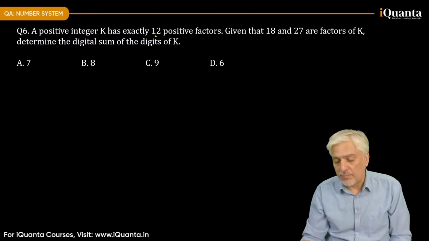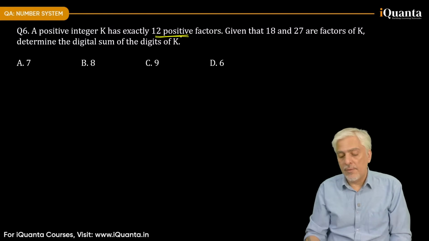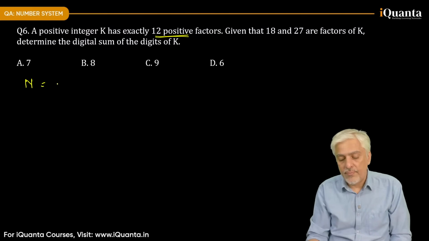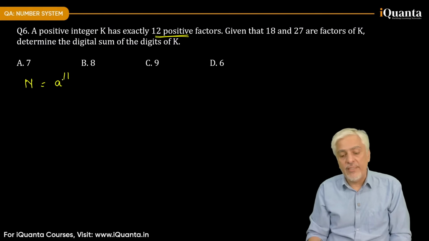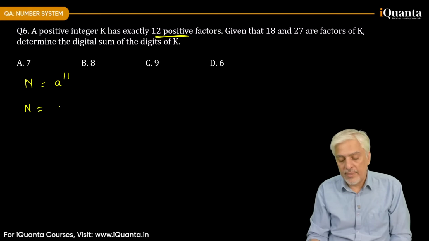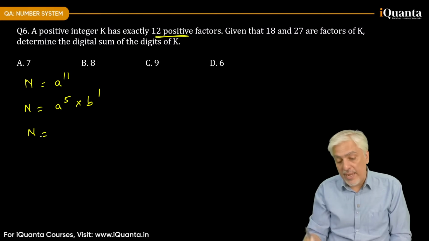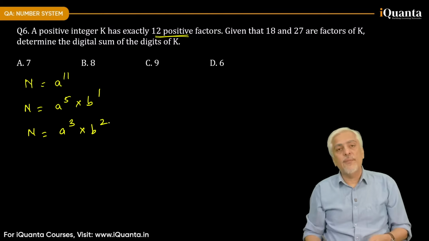12 factors. Cases: it can be a raised to 11. It can be a raised to 5 into b raised to 1. It can be a cube into b square. These are 3 different possibilities.